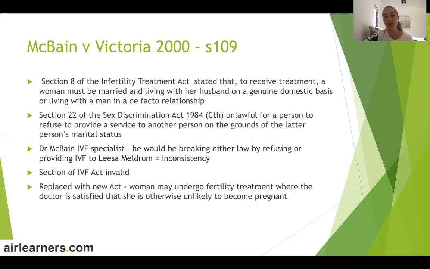And so Dr. McBain was genuinely affected by this issue. He had standing, he would be breaking the law either way. And so he took a claim to the court, and the court said that Section 109 should be applied, and the Victorian law was therefore rendered invalid. And instead, the Victorian law was replaced with a new piece of legislation, which stated that a doctor can provide IVF if they're satisfied that the woman is unlikely to otherwise become pregnant. So there was no mention of marital status or relationship at all.